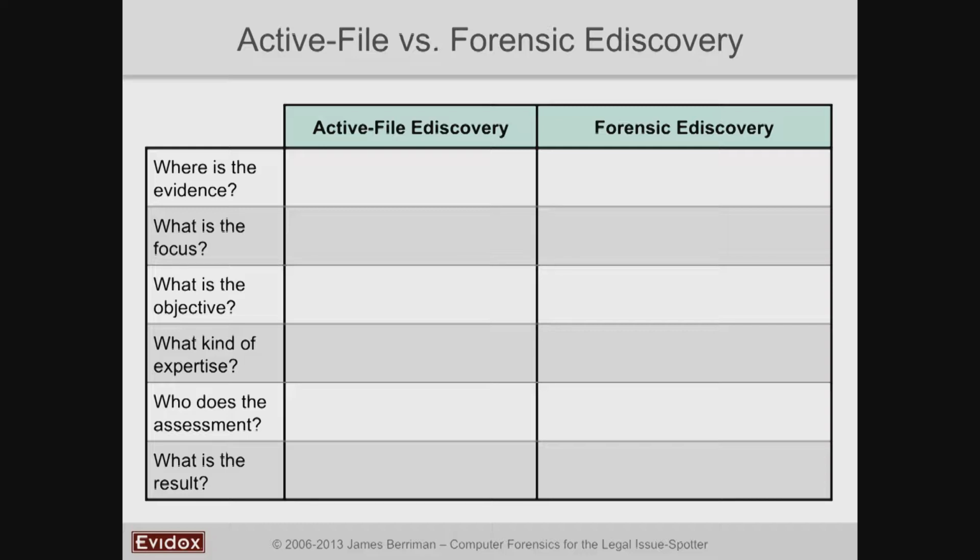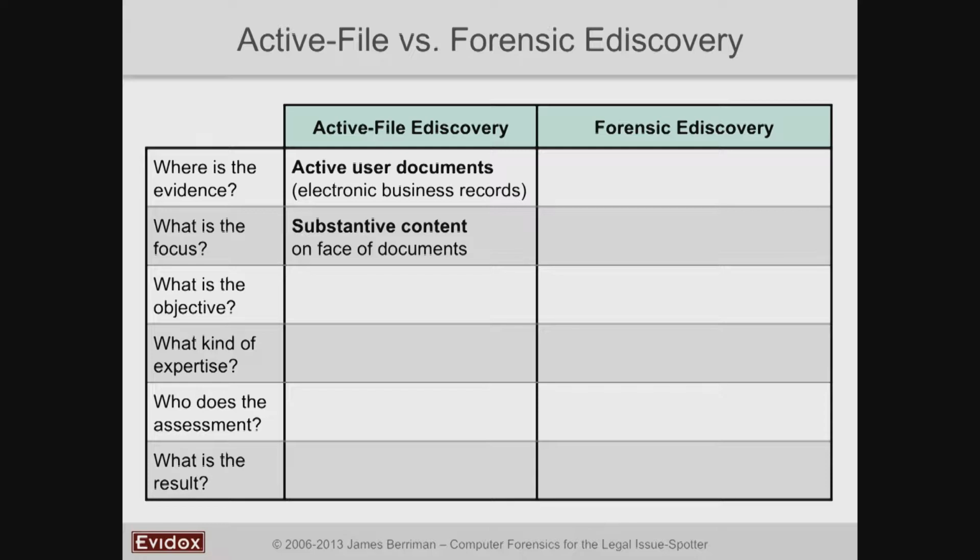So let's start at the top left there on the active file side. Where does the evidence live? Where's the evidence? It's in the active user documents in active file e-discovery. It's on the face of the document, substantive content. What is the focus? It is the substantive content on the face of the document. What is the objective of active file e-discovery? It's to find the relevant documents. What kind of expertise does this require?